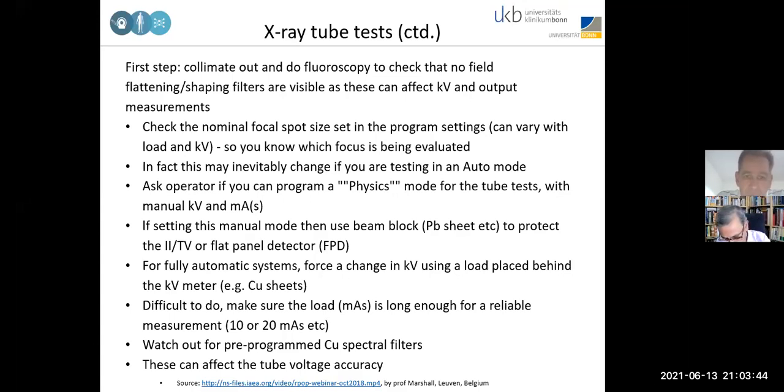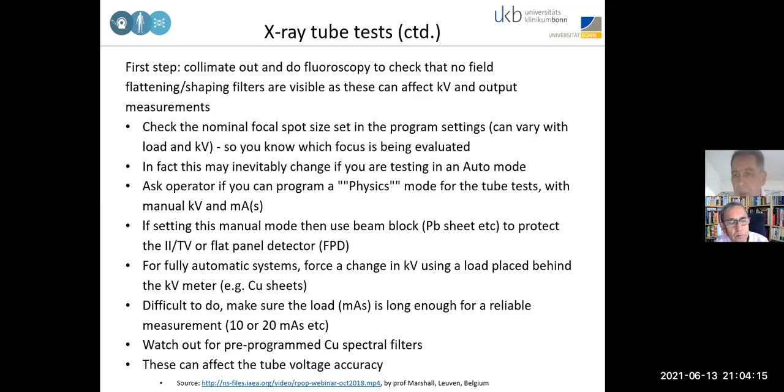For a fully automatic system, you're forced to change the kV. You have to change the kV load behind the kV meter, so you should cover that with copper. It is difficult to do. Make sure that the load is long enough for reliable measurements at 10 and 20 ampere milliseconds. Watch out for the pre-programmed spectral filters. Is the spectral filter really inside? These can affect your tube voltage.